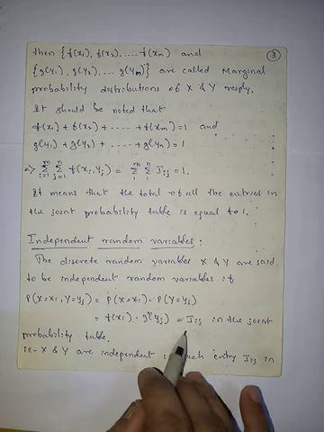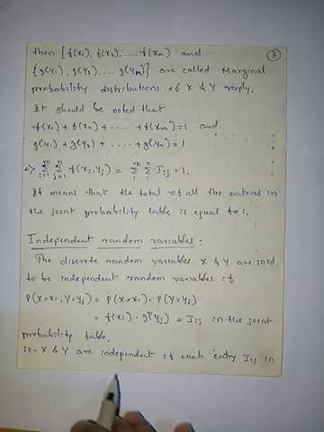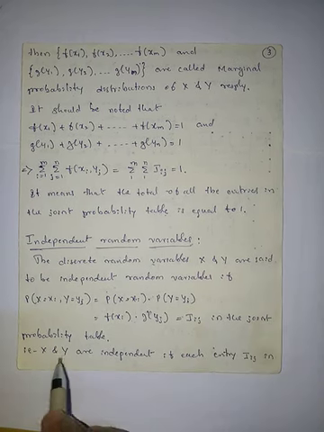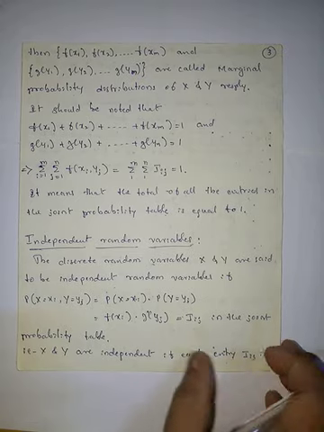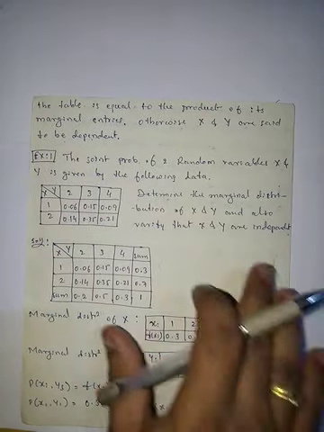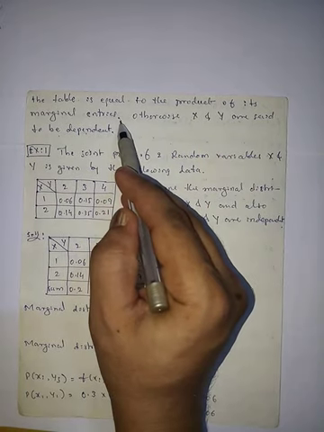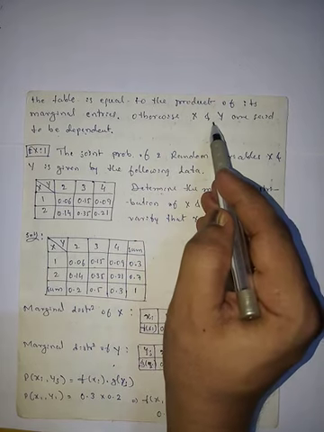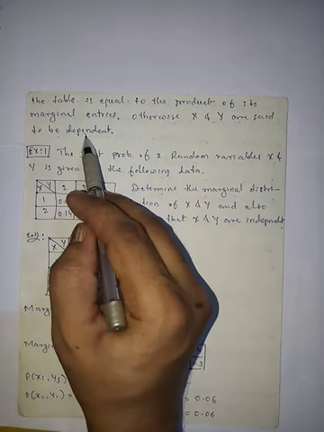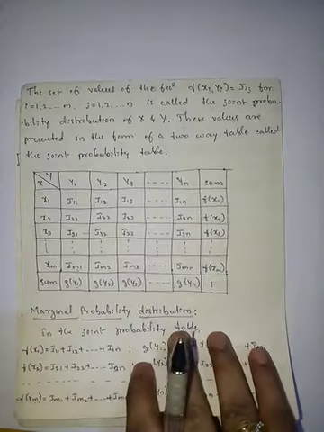So this product must be equal to j_ij in the joint probability table. In other words, we can say that x and y are independent if each entry j_ij in the table is equal to the product of its marginal entries. Otherwise, x and y are said to be dependent. Again, I will explain this by referring to the table.